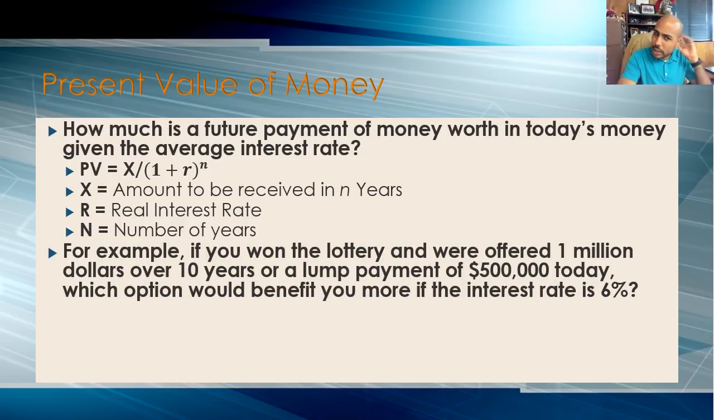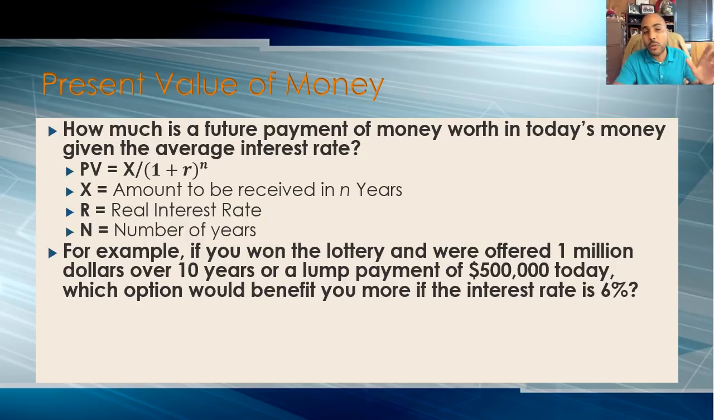Well, so for example, let's say if we won the lottery and we were offered $1 million over 10 years, or a lump sum of $500,000 today. Which option would benefit us more if the prevailing interest rate is 6%? Well, what we're thinking about here is, if they gave you that $500,000, and let's assume that you didn't just go spend it, let's say that you took the $500,000 and you put it in the bank. If the interest rate is 6%, what we want to know is, would you have more than $1 million after 10 years if you invested $500,000 at 6% interest? Or would you have less than $1 million after 10 years if you invested $500,000 at 6% interest?